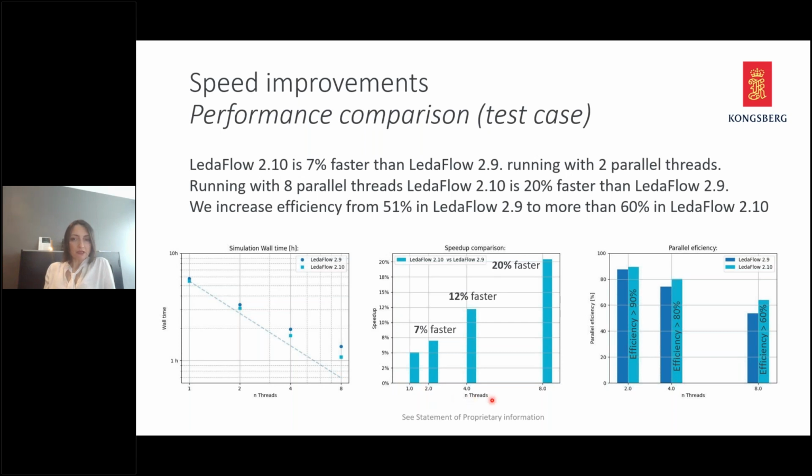If we look at the graph in the middle, we see that LedaFlow 2.10 is 7% faster than LedaFlow 2.9 when running with 2 parallel threads. It is 12% faster when running with 4 parallel threads and 20% faster when running with 8 parallel threads. In terms of efficiency, which is shown on the graph on the right-hand side, it means that we are now achieving a 60% efficiency in LedaFlow 2.10, while it was only 51% in LedaFlow 2.9.